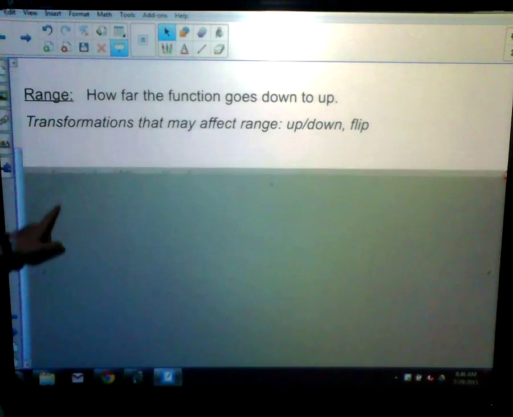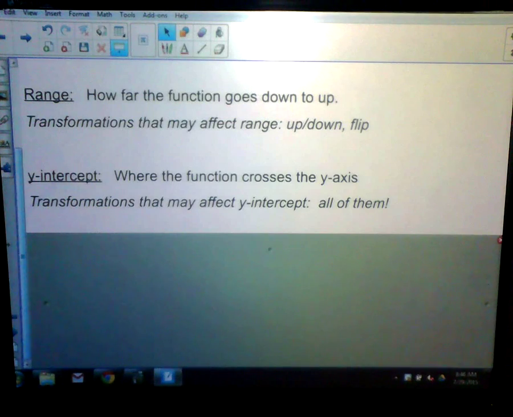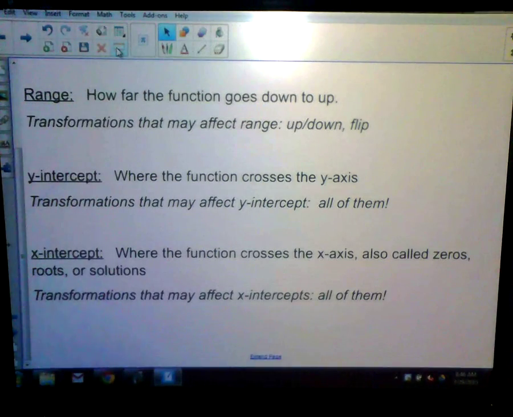What other characteristics have we talked about? We've talked about the y-intercept. This is where the function crosses the y-axis. You guys have talked about y-intercepts a lot. Any of the transformations can affect the y-intercept, so we have to keep that in mind. And the x-intercept. This is where the function crosses the x-axis. We also call these zeros or roots or solutions. And all of the transformations can affect the x-intercepts as well. So those are the four that we've really talked about that you should have seen before.